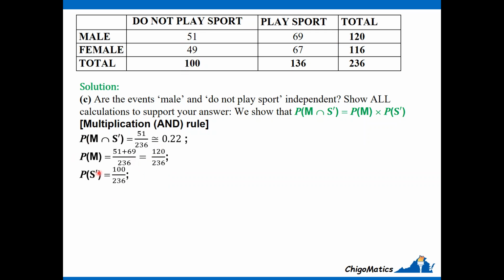Right now, we are going to find the product of these two probabilities, right? So the product will mean I'll take 120 over 236 times 100 over 236. You discover that maybe you are questioning, why am I writing these numbers as decimal fractions?